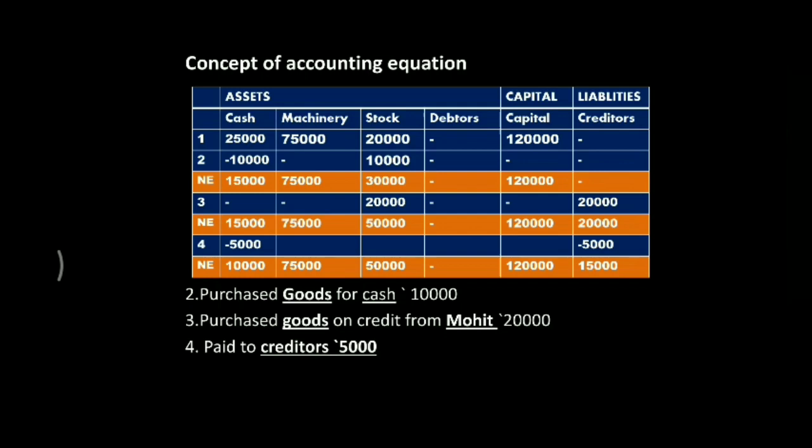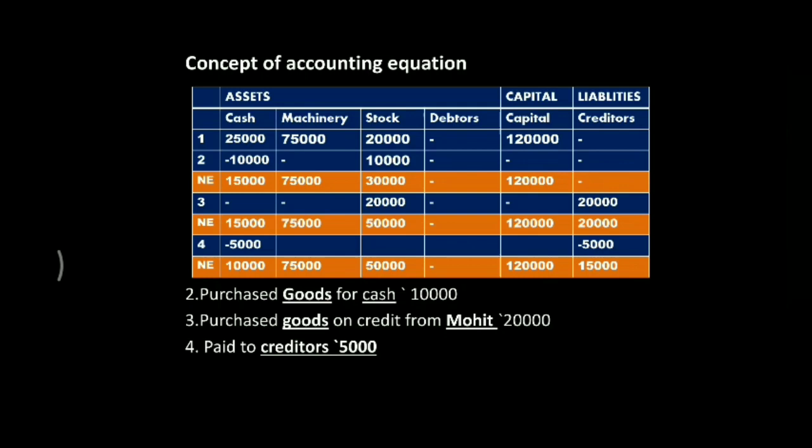Whenever goods are purchased for cash, goods are increasing and cash is decreasing, because we are receiving the stock and we are paying cash. So increase in stock and decrease in cash. That's why in the cash column minus 10,000, in the stock column plus 10,000. And after this transaction, the new equation is cash 15,000, machinery 75,000, stock 30,000, and capital 1,20,000.